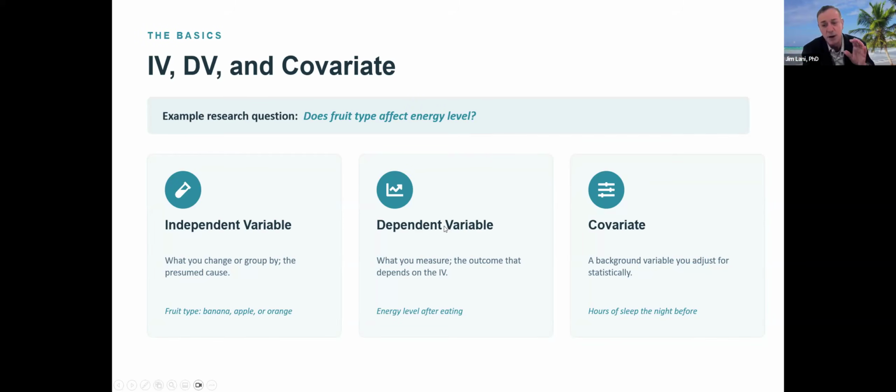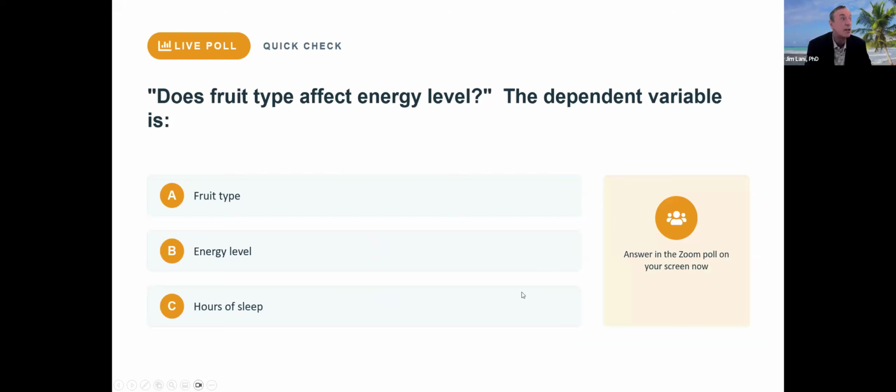So dependent variables or outcome variables typically depend, the vast majority of the time, on the individual. How fast do you run? How much energy do you have? Depends upon the person. Independent variable is typically researcher selected, and covariate is something that you want to adjust for or neutralize.